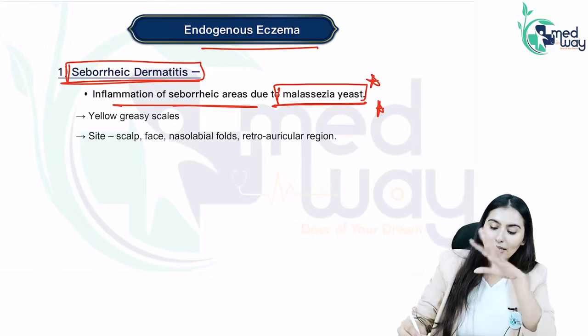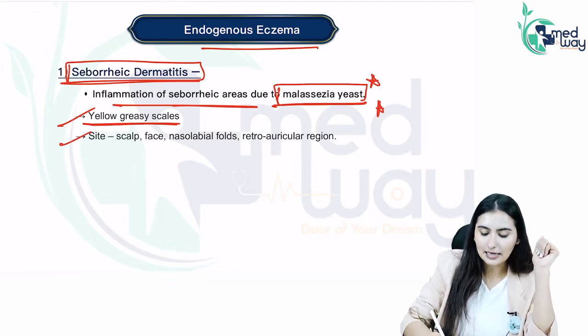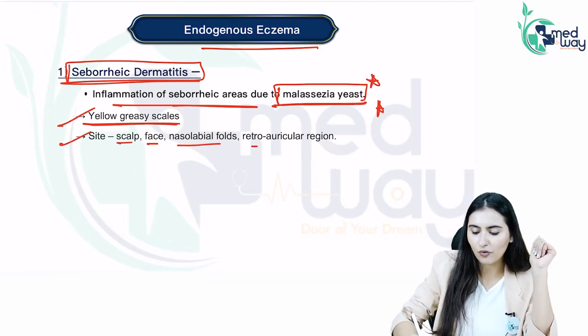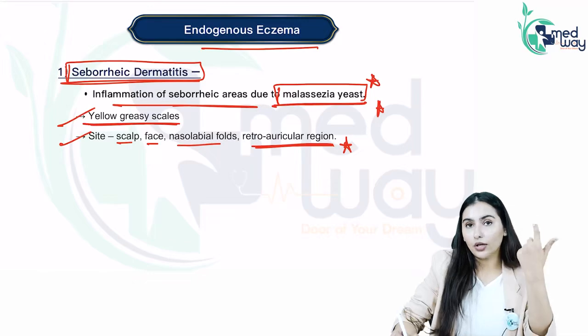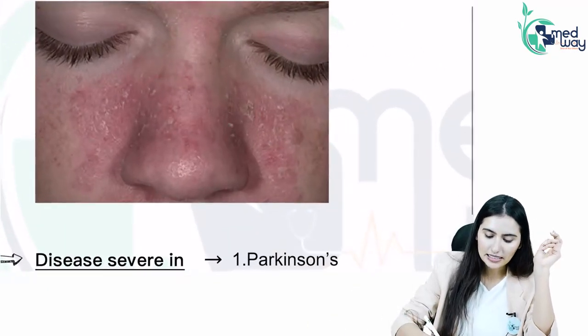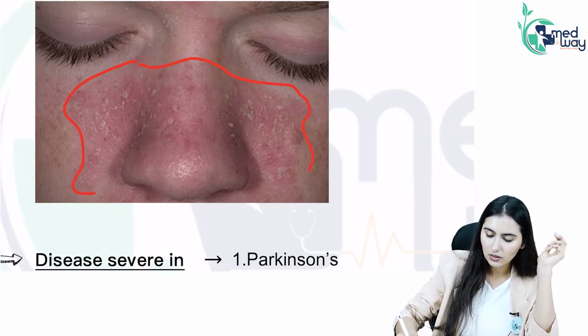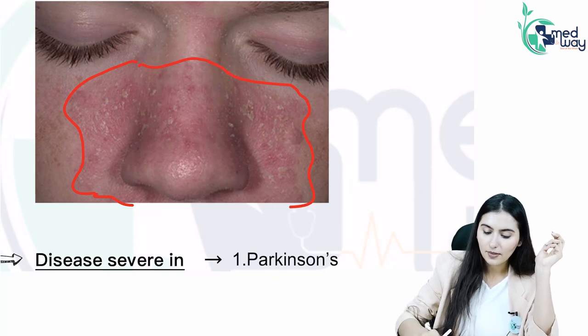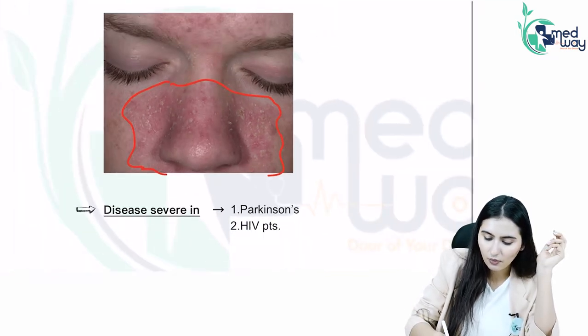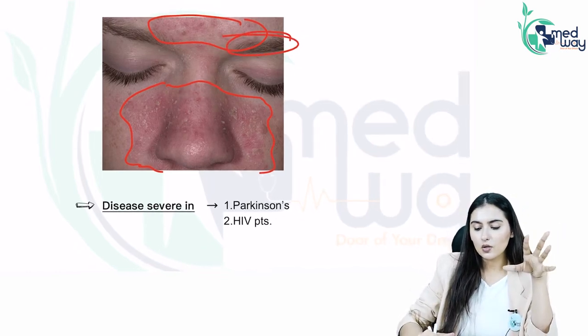Okay? So in these areas, you develop yellow greasy scales. Sites are scalp, face, nasolabial fold, retroauricular region. Okay? If you look at the image, you see this person developing all of this irritation around the nose. Basically the nasolabial area. They may even have the irritation around the forehead. It may also be around the eyebrows. Okay? So this is your seborrheic dermatitis.